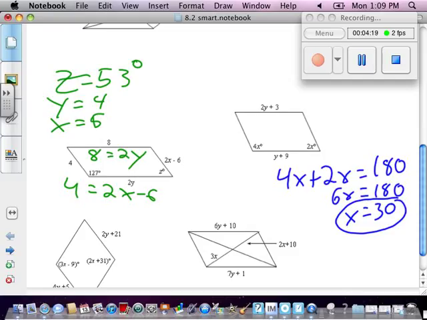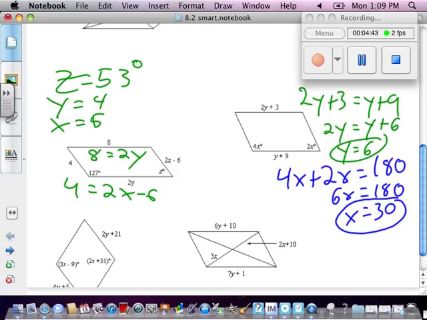All right. So these two would be equal to each other. So 2y plus 3 equals y plus 9 because opposite sides are congruent according to theorem 8.3. So I'm going to subtract 3 from each side. You can do it either way. Subtract y from each side. I get y equals 6. All right, let's move on to E.